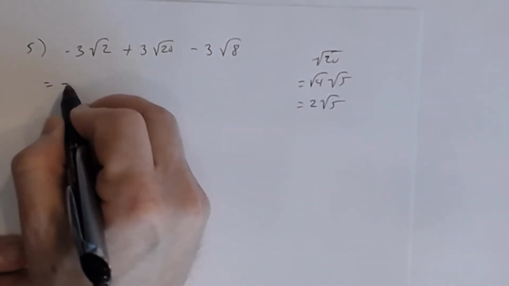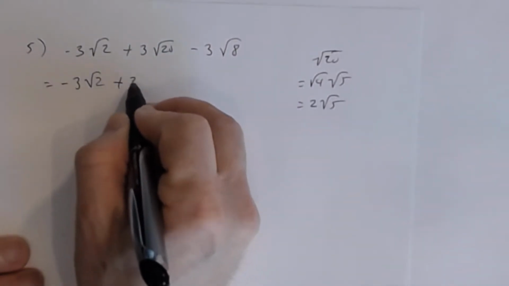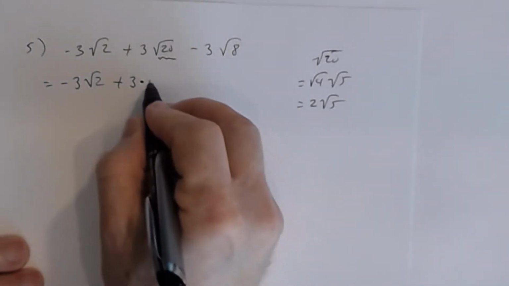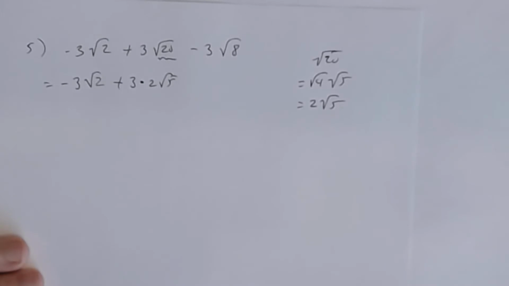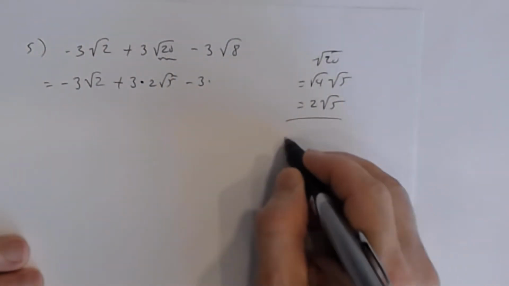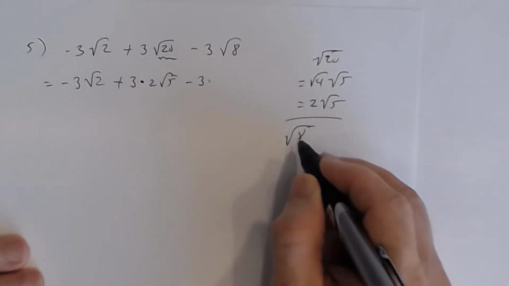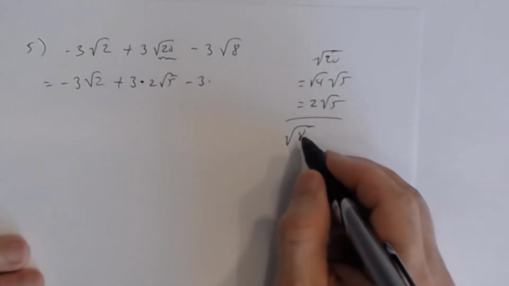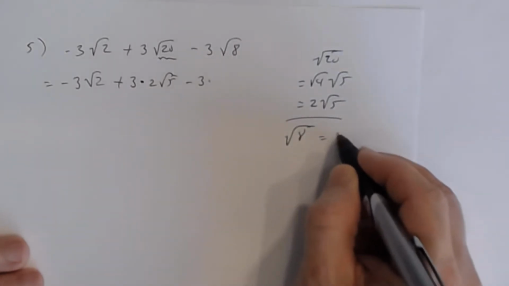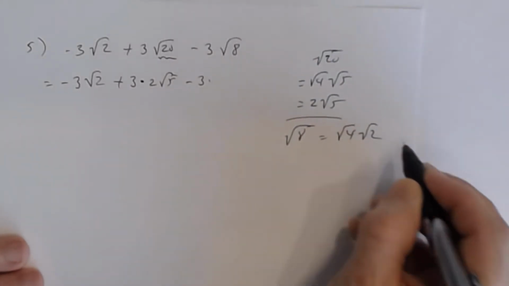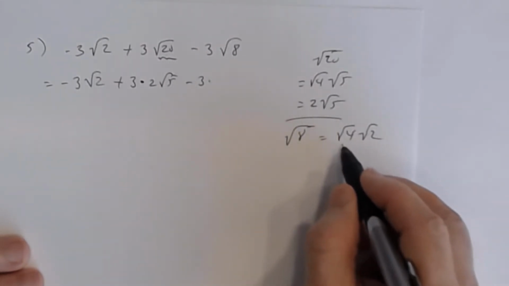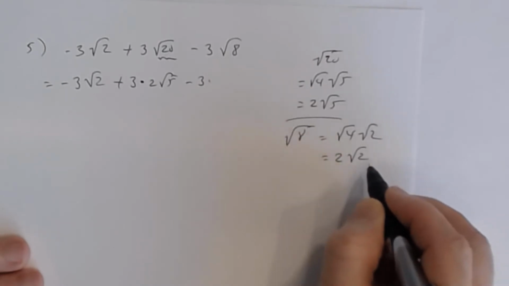So I'm going to write this as negative 3 square root of 2 plus 3 times, and this we just found to be this. So I always write it like this. It helps. And then minus 3 times. Now let's talk about the square root of 8. I can simplify the square root of 8 because 4 is the largest perfect square that goes into 8. So I can write this as the square root of 4 times the square root of 2. 4 times 2 is 8. And 4 is a perfect square, so the square root of 4 is 2. So that's 2 square root of 2. So that goes here.